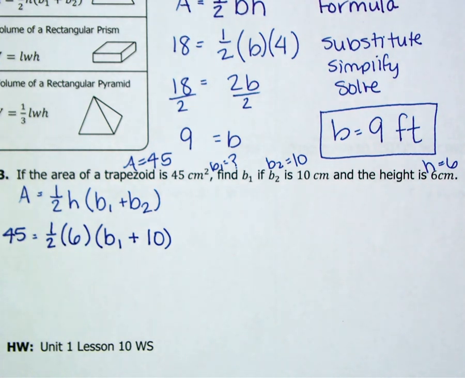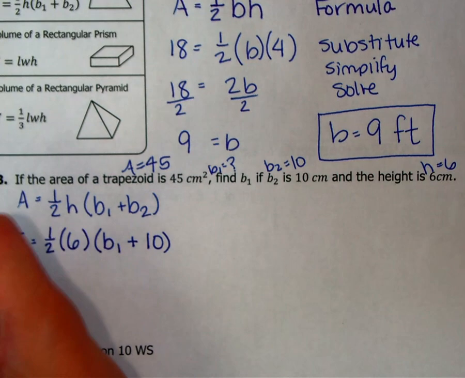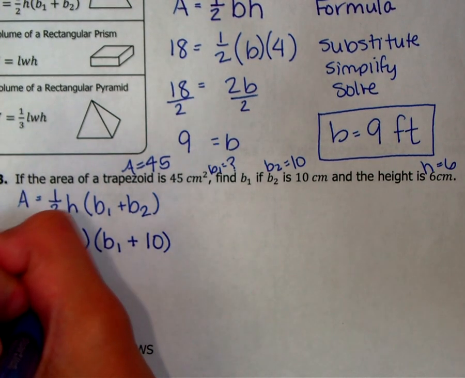So how do I simplify? We could also do something else. Anybody see something else? Instead of distributing the 6. Yep. So let's simplify the 1/2 times 6 first. So half of 6 is 3.